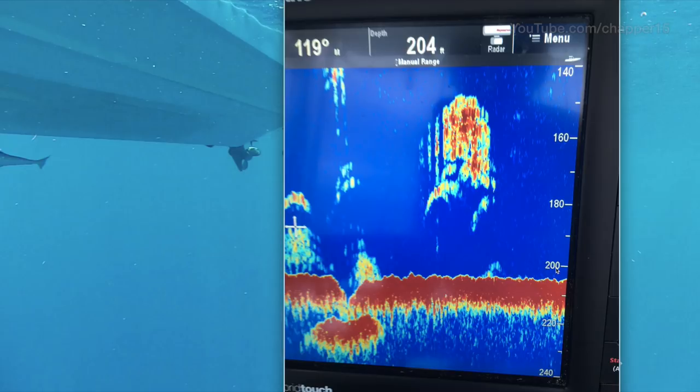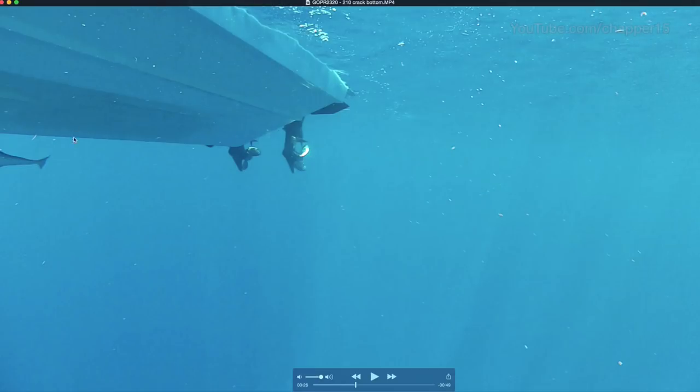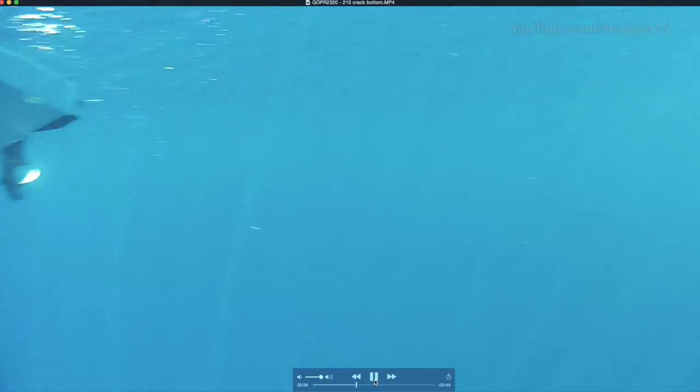So the spot looks like it's in about 205 feet of water. Bunch of fish showing all around it. And then you can see there's basically two shows of the bottom. And so I think I kind of figured out what it was when I sent the GoPro down. So here's the GoPro starting to go down. There's a remora sitting under the boat.